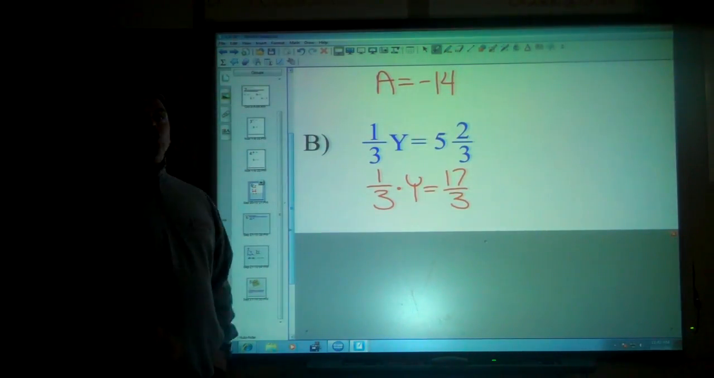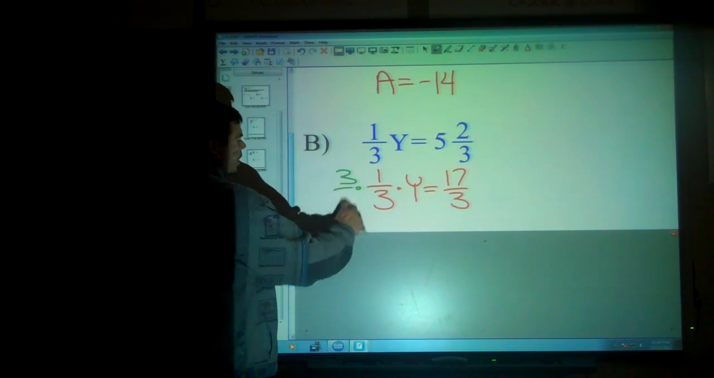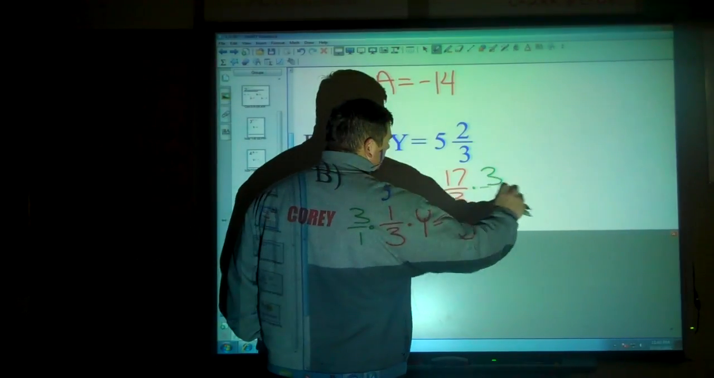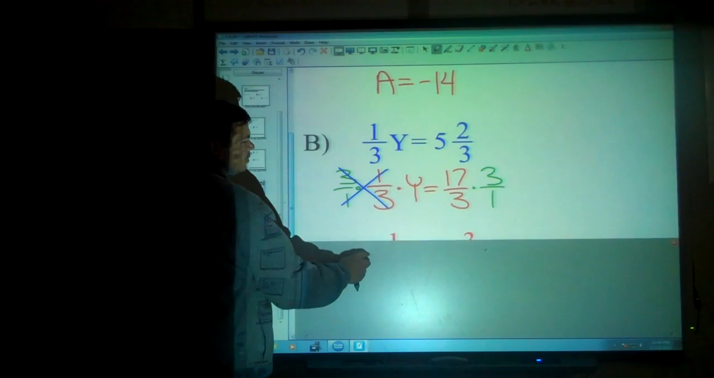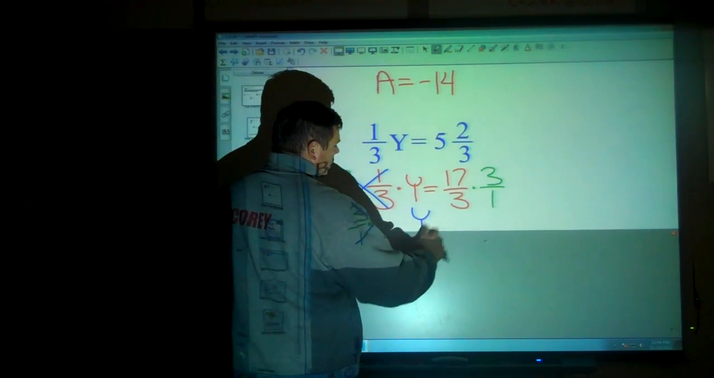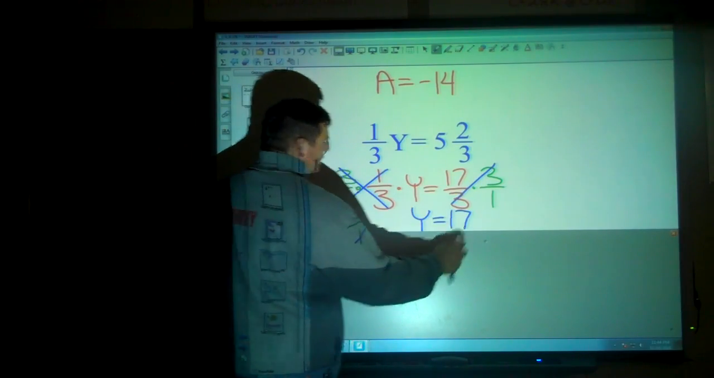Remember, if you want to get rid of a fraction, multiply by its reciprocal. So if we multiply by 3 over 1 here, we have to multiply by 3 over 1 here. The 3's cancel, the 1's cancel, leaving y completely alone, which is what we want. And over here, the 3's cancel, leaving you with 17 over 1, which is 17.